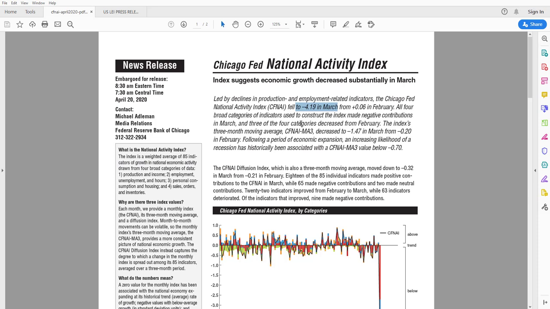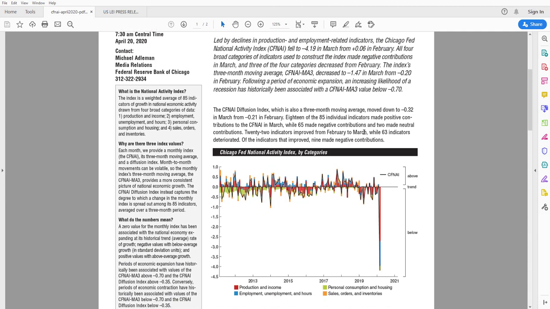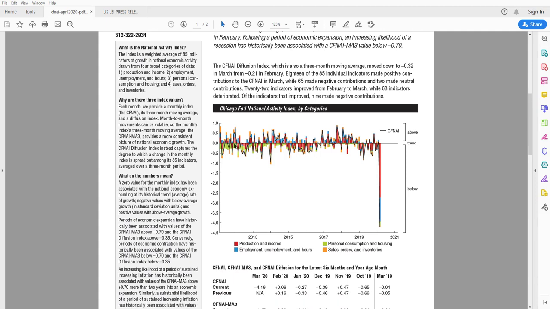So a negative 4.19 far surpasses the negative 0.7 threshold. So we are indicating that a recession is predicted to happen in the time period after March, after April 2020, essentially because this is when their data sort of comes from. As you can see right here, they give you a very colorful graph.